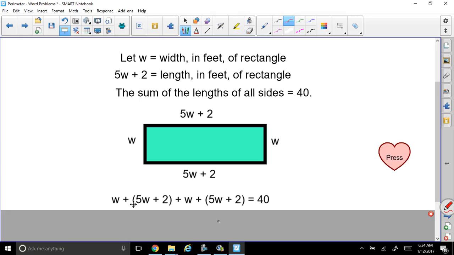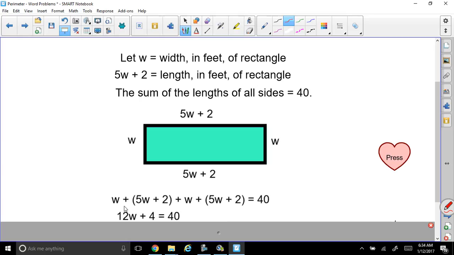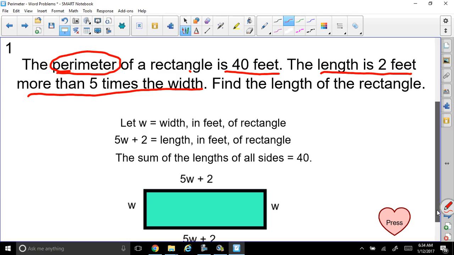So now we add by combining our like terms. We have a 5W here and a 5W here. That would give us 10W. And we have one more W, and that would be 11W, and one more W. That would give us 12W. We do have a plus 2 and a plus 2. That would give us plus 4. So since we combined our like terms, now we have an equation that we can solve for W. So let's solve it. Let's scroll down a little bit.